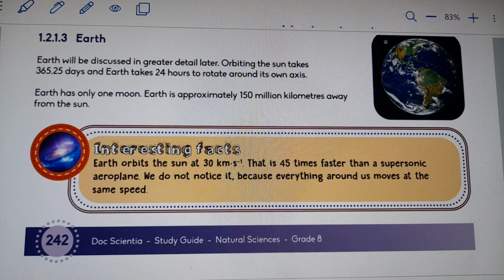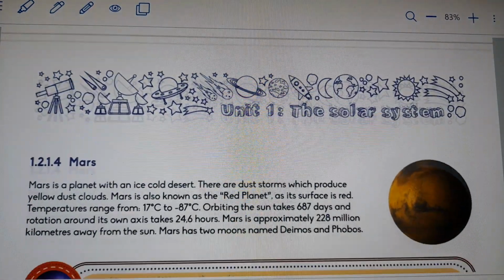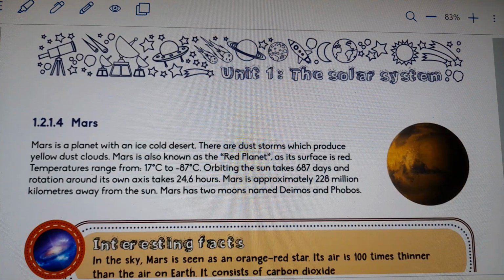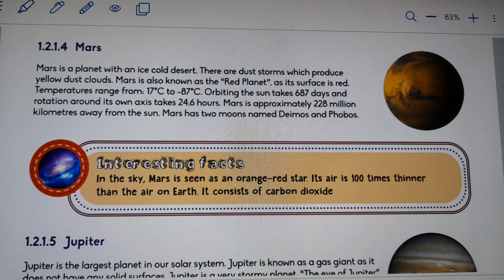And interesting facts you can read on your own, but they didn't give us much details on the Earth. They will say we will discuss it later. So at least we know the orbit and the rotation axis. Okay, now we go to planet number 4, which is Mars.